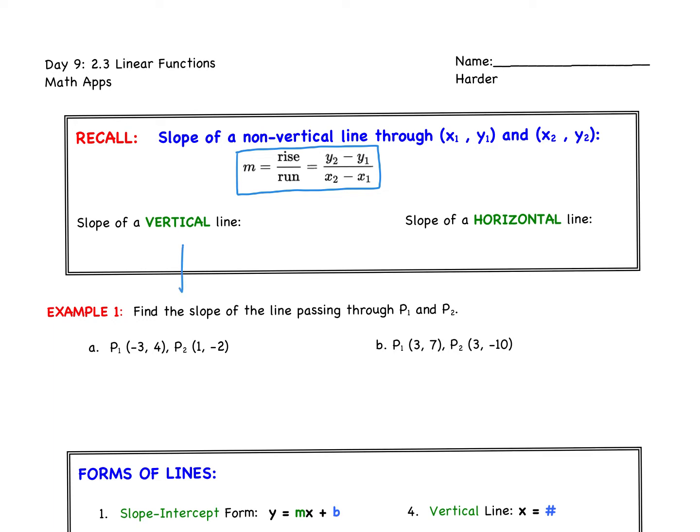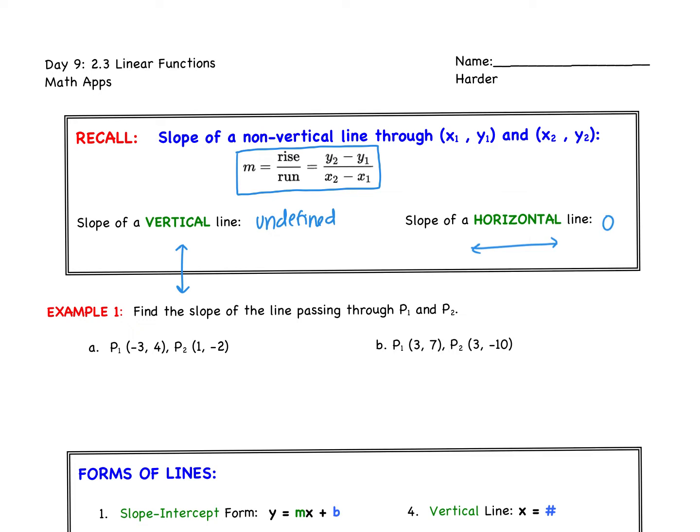A vertical line goes up and down, and it has an undefined slope. A horizontal line is the one that goes side to side, and it has a slope of 0.